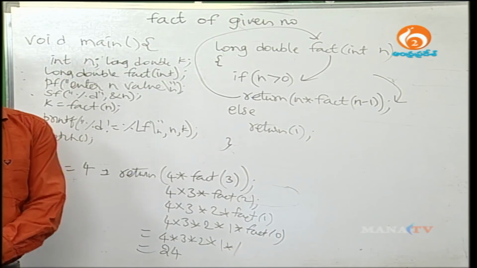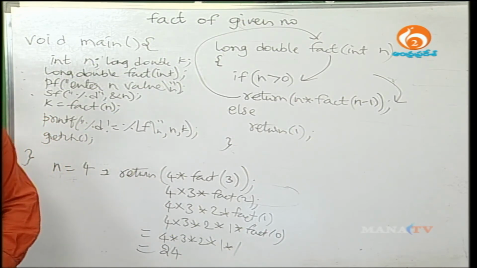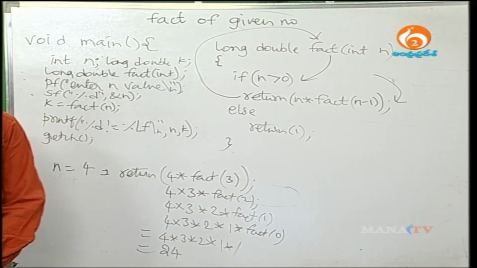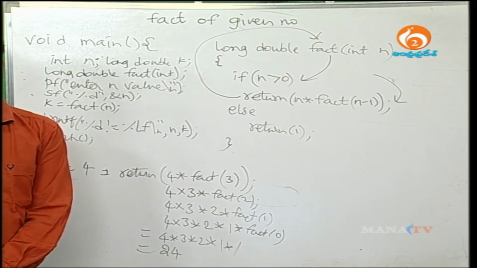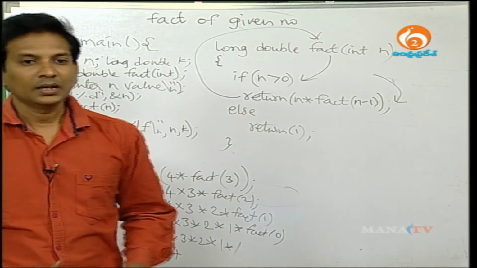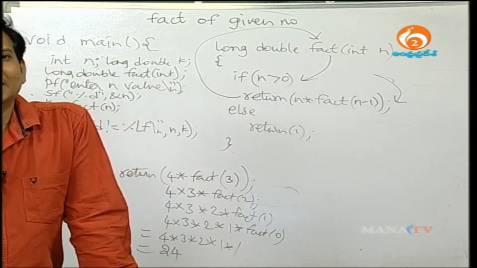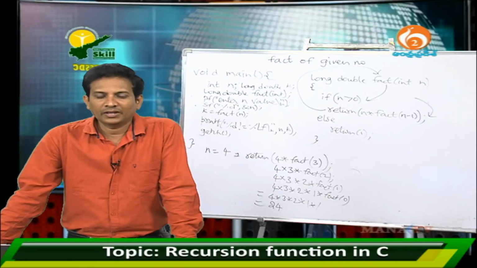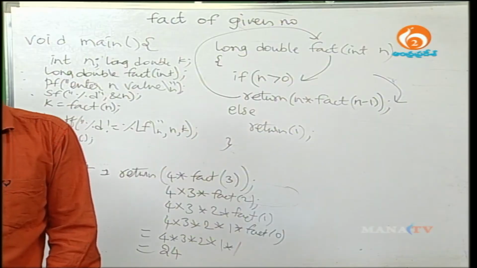Now, next we go for the scope of a variable, storage classes or scope of variables. Now, we will discuss what storage classes are and what the scope of a variable is. Today we will discuss this.